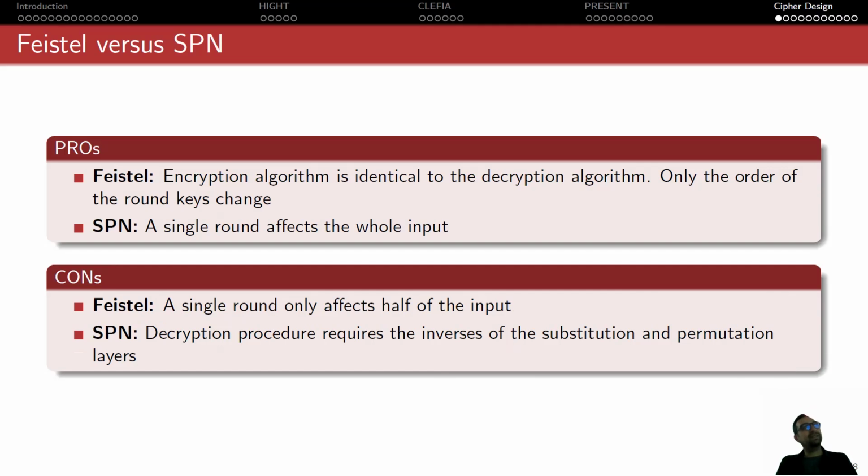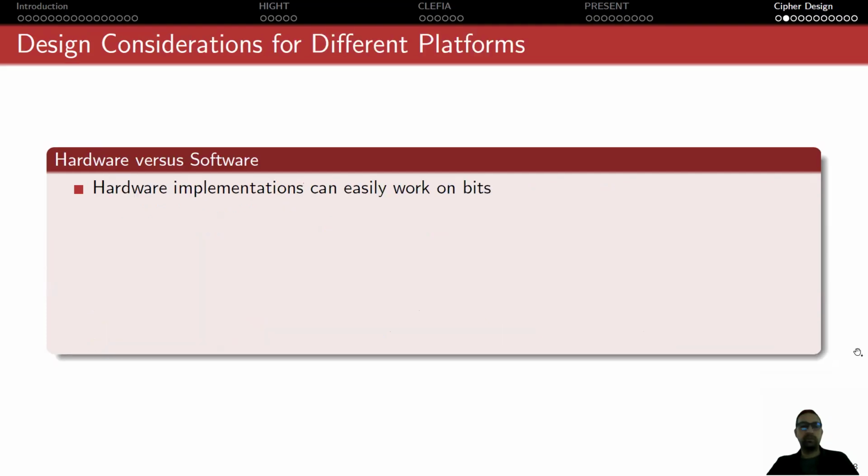But this sentence is not valid if your mode of operation turns the cipher into a stream cipher, okay? So when we talk about modes of operation, this will be more clear. Because in that scenario, you will always use the cipher in the forward direction when doing encryption and decryption, okay?